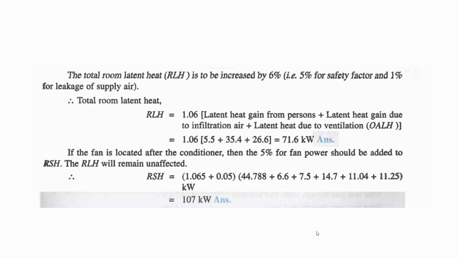So in this way we can calculate the total sensible heat and latent heat which is coming into the room, and from this we can calculate our total heat or total cooling load. That is our total cooling load, which comes out to 107 kilowatt and 71.6 kilowatt.